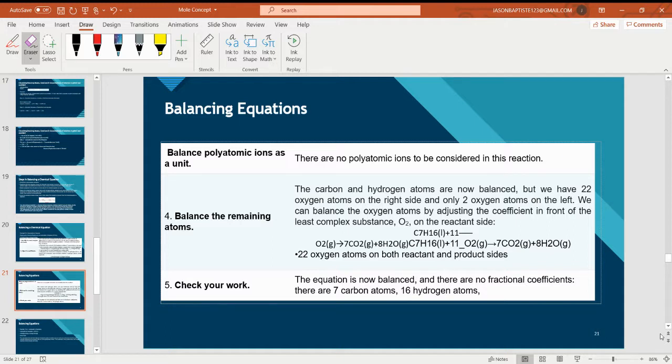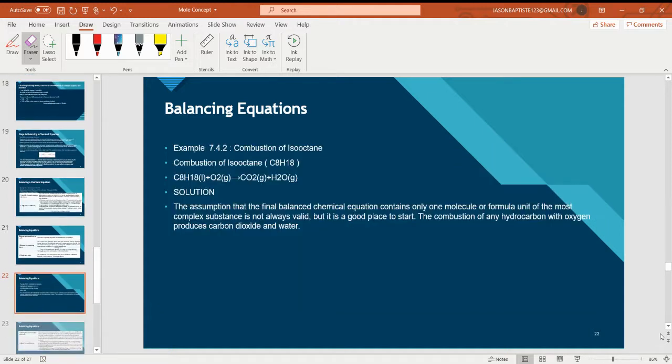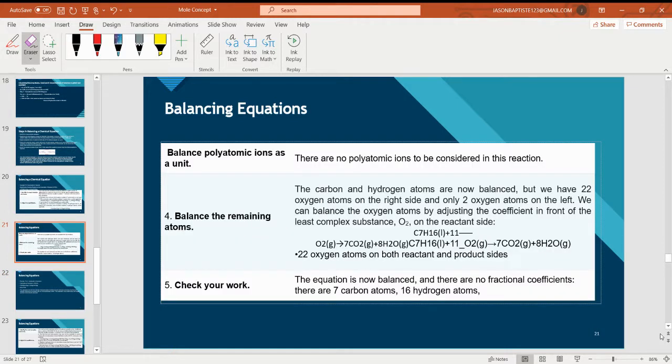And the last step is to check your work. The equation is now balanced, and there are no fractional coefficients. There are 7 carbon atoms and 16 hydrogen atoms on both sides and 22 oxygen atoms on both sides. So now this equation is balanced.